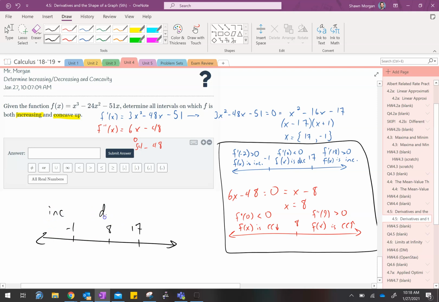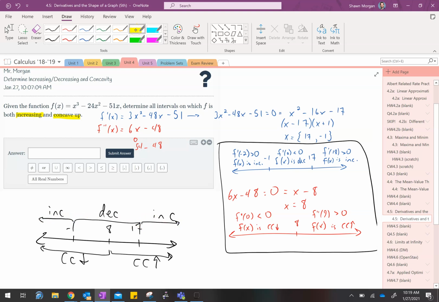And I would have increasing, decreasing, increasing, and concave down, concave up. What do we want? We want the area of my number line where it's both increasing and concave up. So that would be from here over. You can see that both of those are happening.